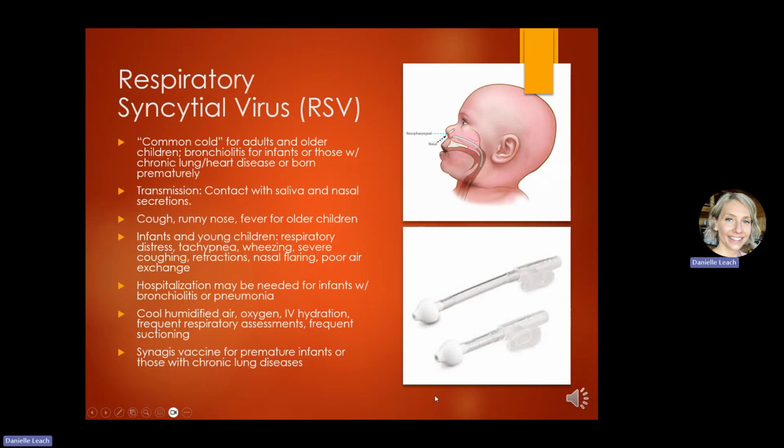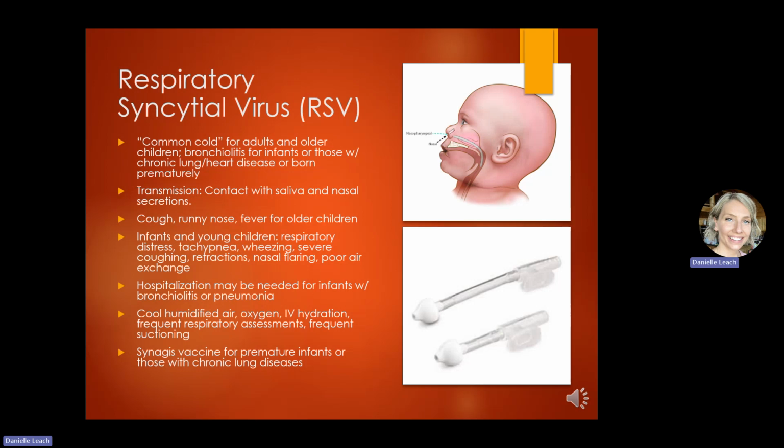Respiratory syncytial virus, or RSV. We already kind of talked about this when we talked about bronchiolitis, because bronchiolitis is usually caused by RSV. But again, this is a common cold for adults and older children, and then usually called bronchiolitis for infants, or those that have chronic conditions like chronic lung disease or were born prematurely or some sort of chronic heart disease. It's transmitted with contact with saliva and nasal secretions.